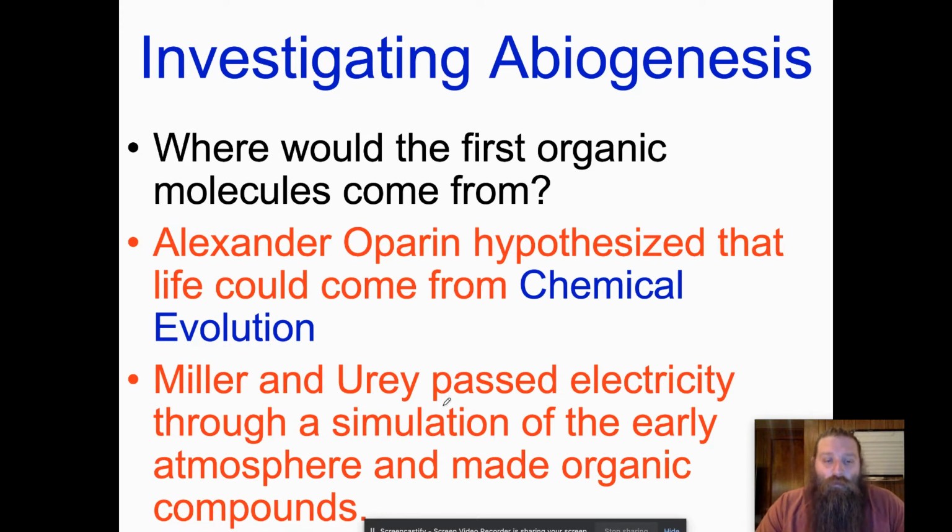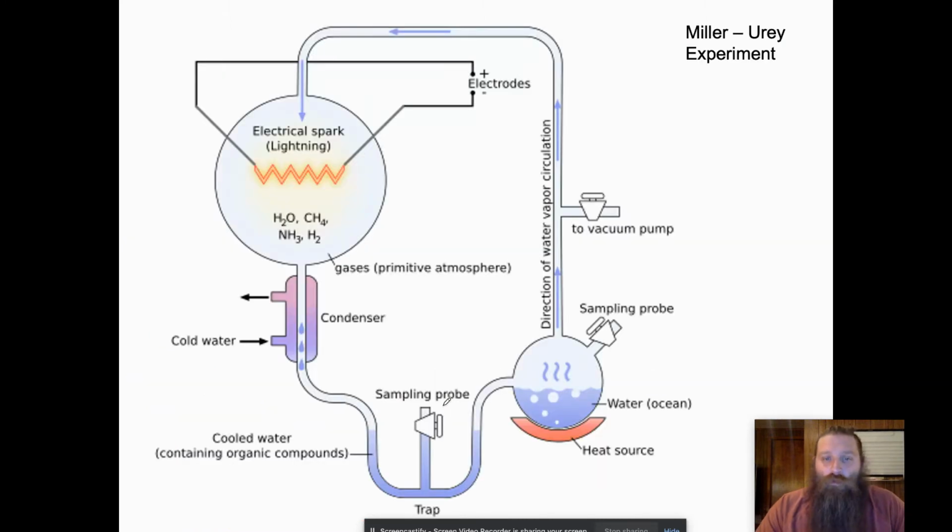But the big thing that they did was they shocked this early atmosphere that they made, and they did end up with some organic compounds. So this was the setup for their experiment. Something interesting about Miller, by the way, I don't know if you know who Carl Sagan is, but Miller was actually one of the teachers that taught Carl Sagan.